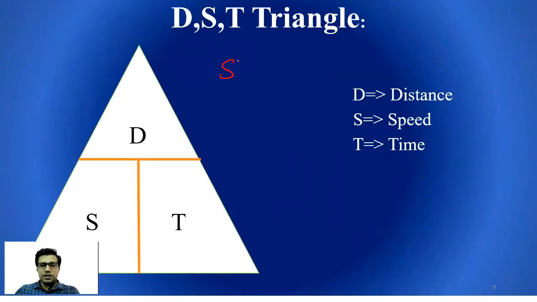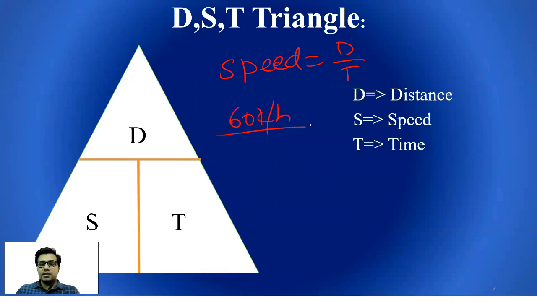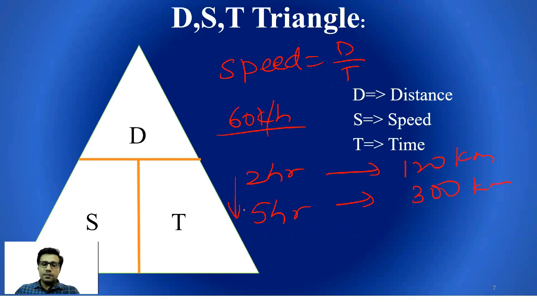Let's talk a bit about DST. The formula which we studied just now: speed is equal to distance by time. Now let's say the speed of a vehicle is 60 kilometer per hour. If it has 2 hours, it's going to cover 120 kilometer. But if it has 5 hours, it will cover 300 kilometer, which means more the time, more the distance, lesser the time, lesser the distance.